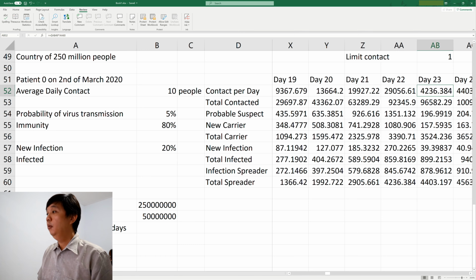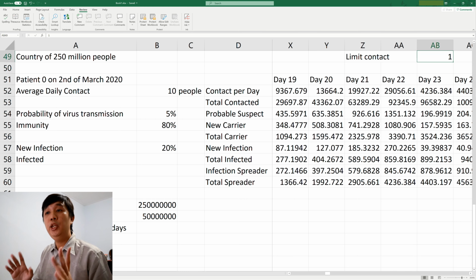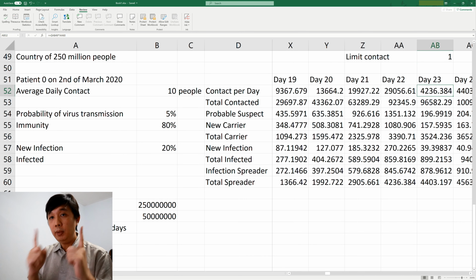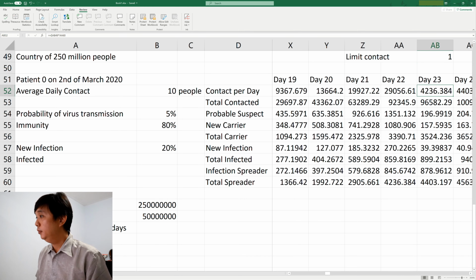Stay home. Everything is the same, but now on day 23 we limit it to just 1 person. You only contact 1 person. 1 new person, not 1 person. 1 new person. Okay? Why do I emphasize 1 new person?